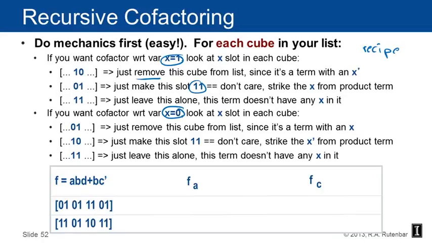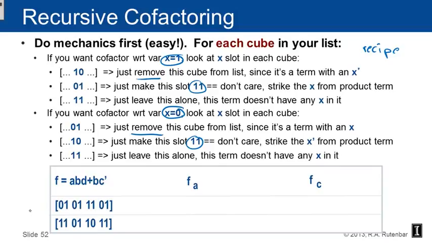And the rules sort of flip. If you are attempting to compute the x equals 0 cofactor, if there's a 0, 1 in that slot, well, you should just remove the cube because there's an x there. If there's a 1, 0 there, well, you should just put a don't care there. And if there's a 1, 1 there, well, there's no x there in the first place. You don't have to do anything. It makes a lot more sense to just go look at an example.